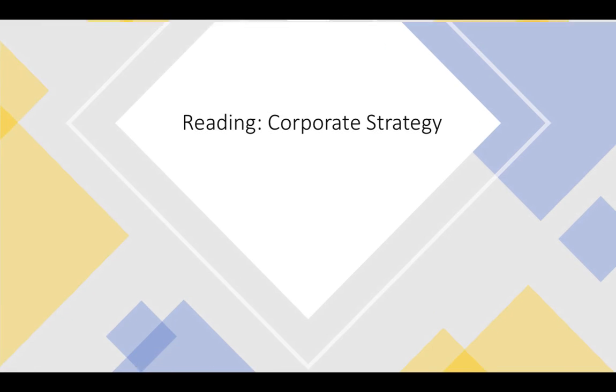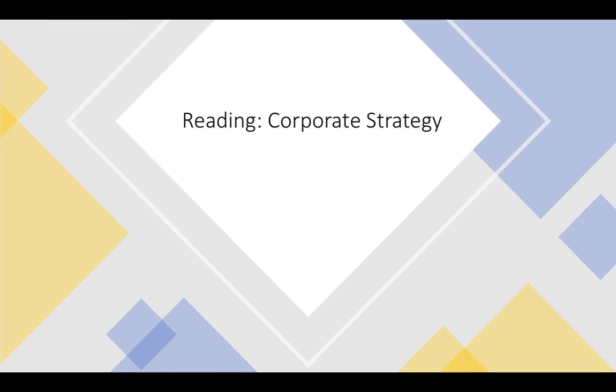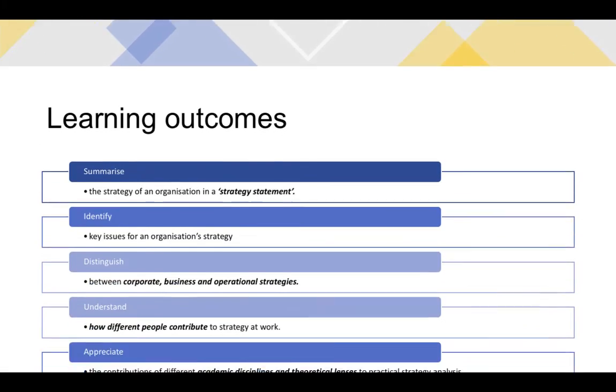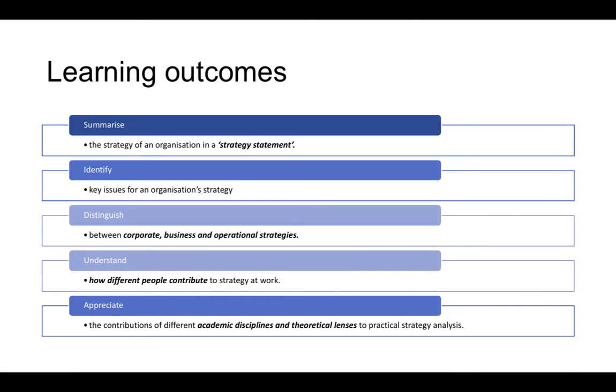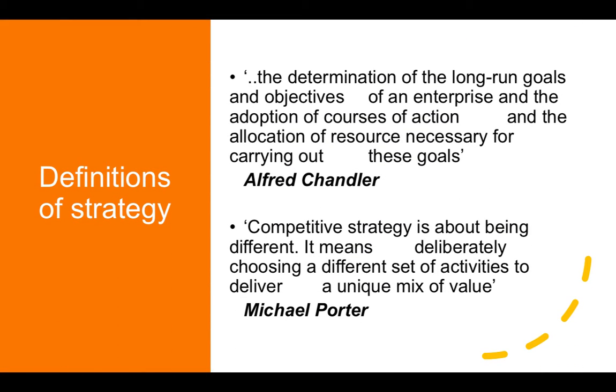In this module, we're going to look at areas involved with the reading and apply these to different areas of corporate strategy. Now what we're trying to do here is look at the strategic statement, in other words, a statement about what strategy is. We're going to identify key issues for an organization and distinguish between corporate, business, and operational strategies. That's key for your exams. Understand how different people contribute and also appreciate different academic and theoretical lenses, and there are different views on strategy.